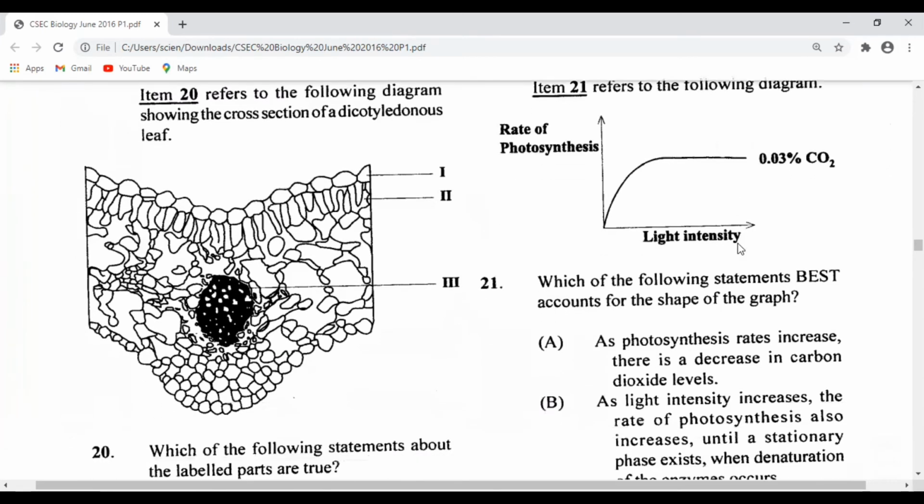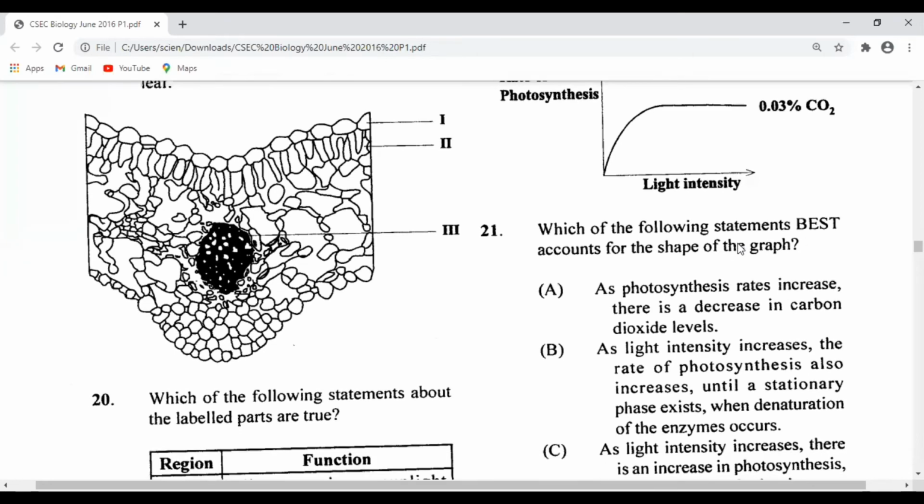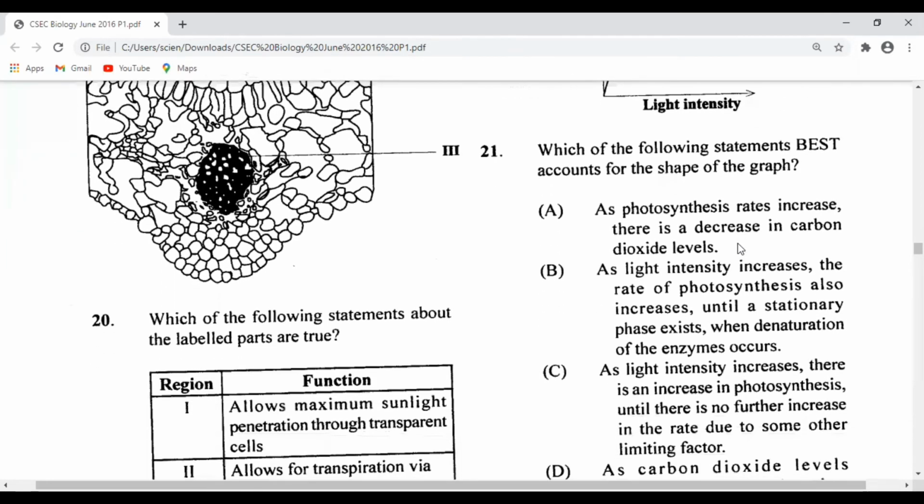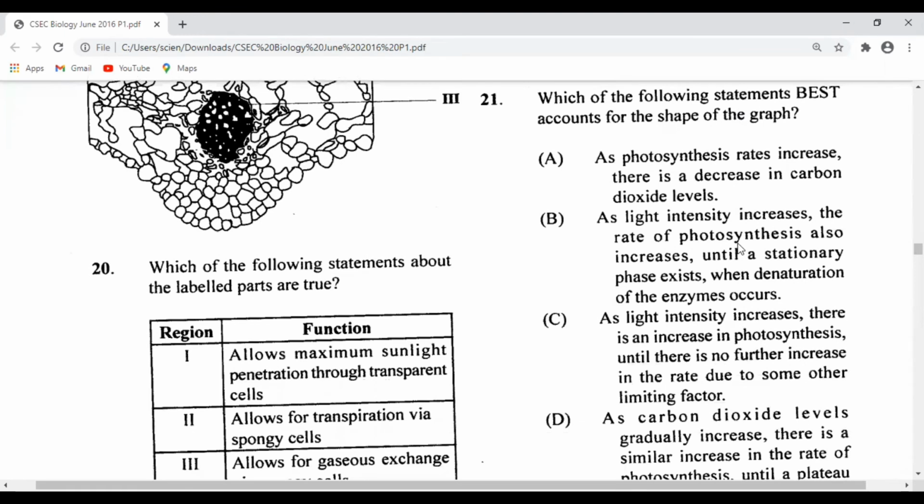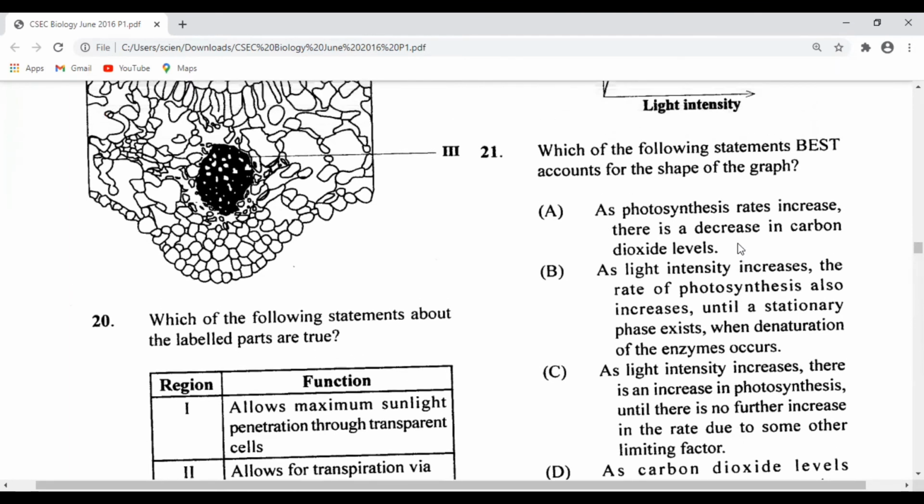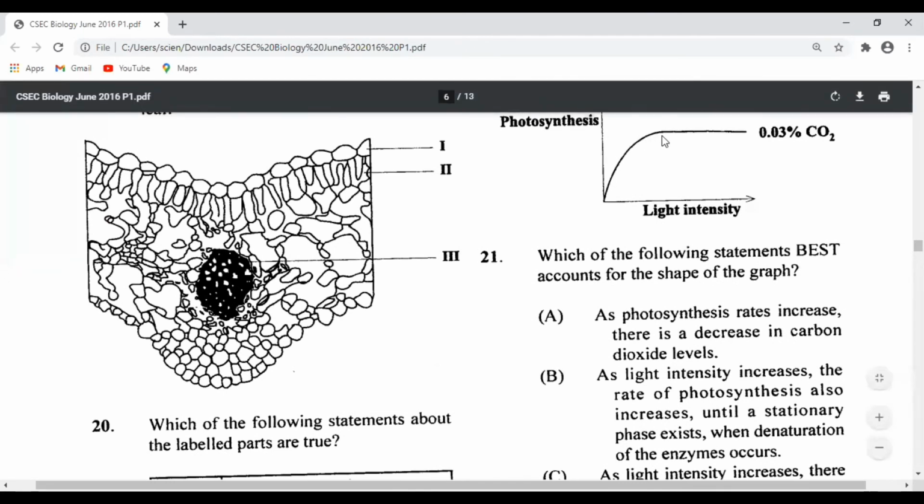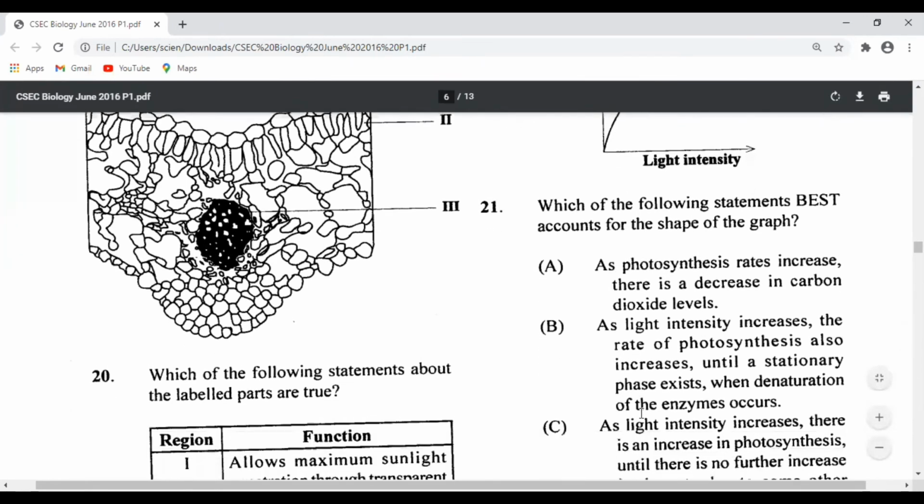Right, so B, as the light intensity increases, the rate of photosynthesis also increases until a stationary phase exists when denaturation of enzymes occurs. And then C, as the light intensity increases, there is an increase in photosynthesis until there is no further increase in the rate due to some other limiting factor. So there's an increase in photosynthesis, yes, until there's no further increase in the rate due to some other limiting factors. So it was increasing and then there is no other. I would go with C. So C is the answer.